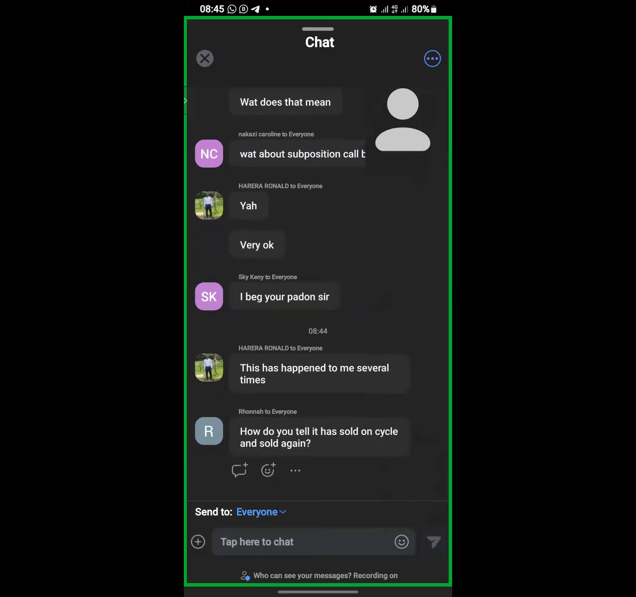How do you tell that it has sold cycle and sold again? You'll see cycle doesn't move out. It will sell and it will keep there.